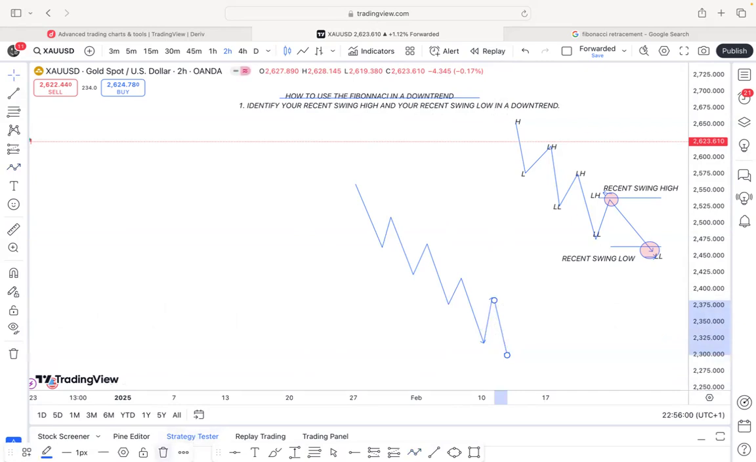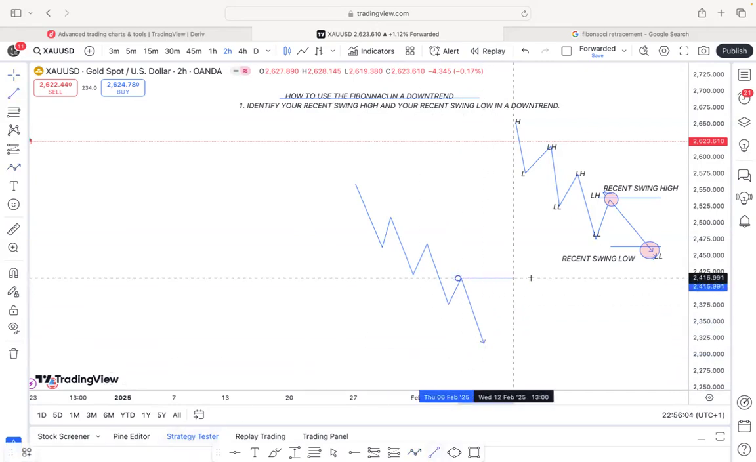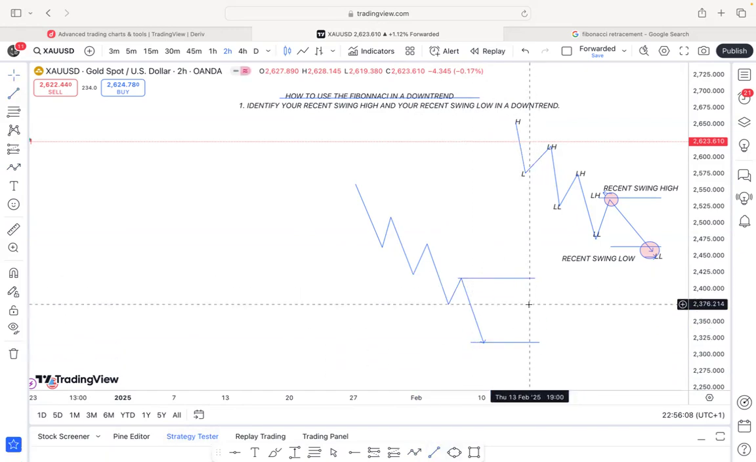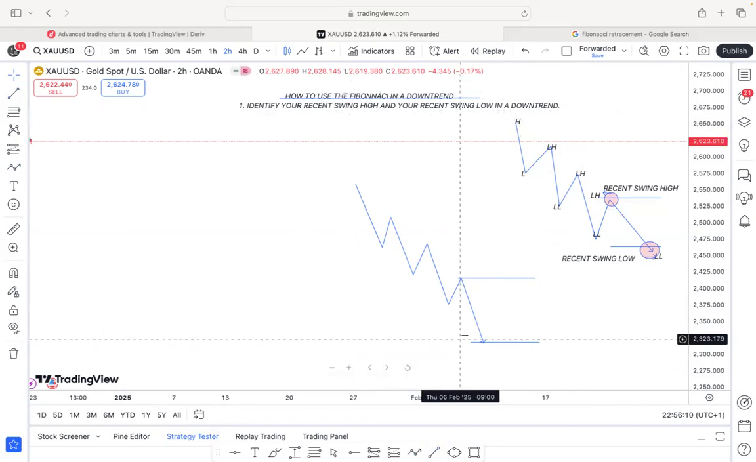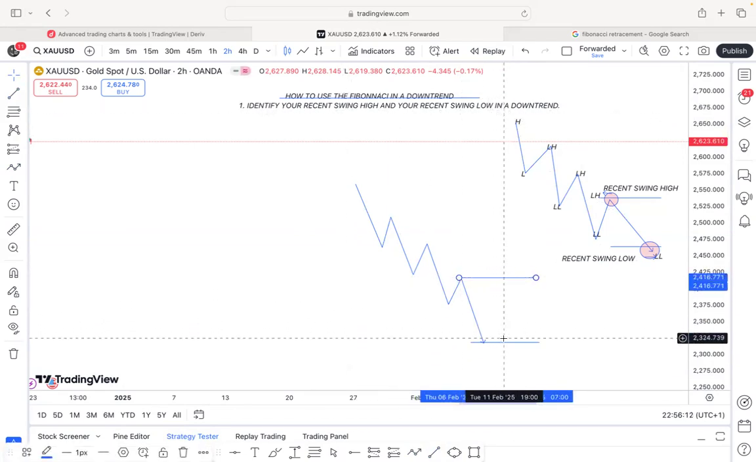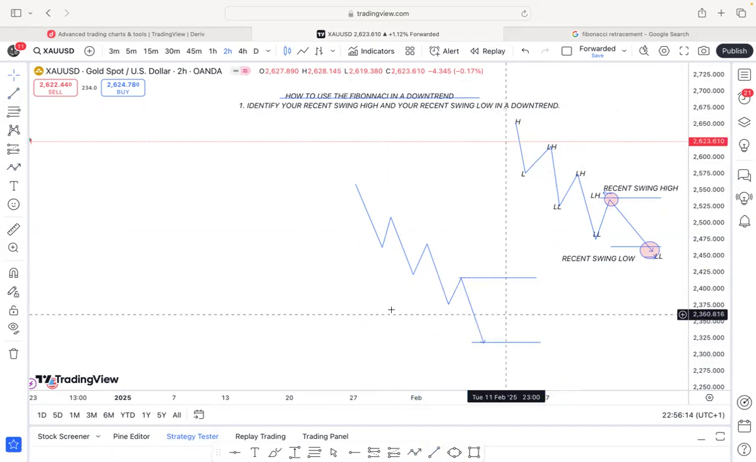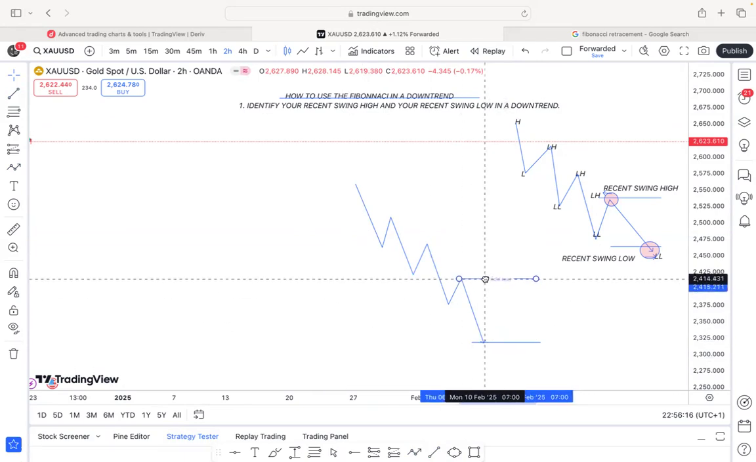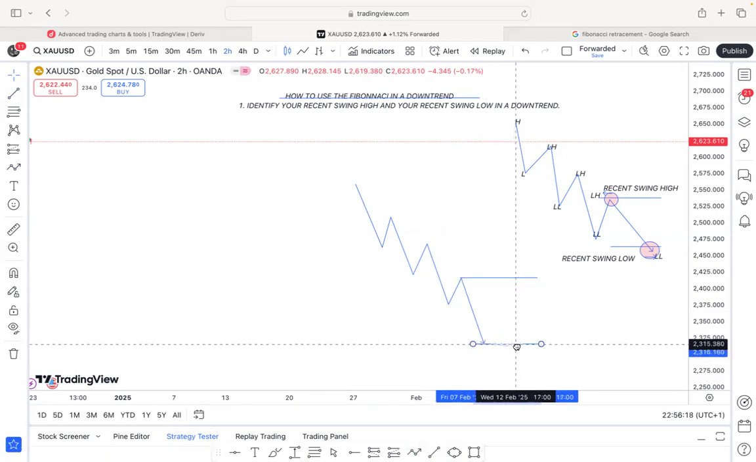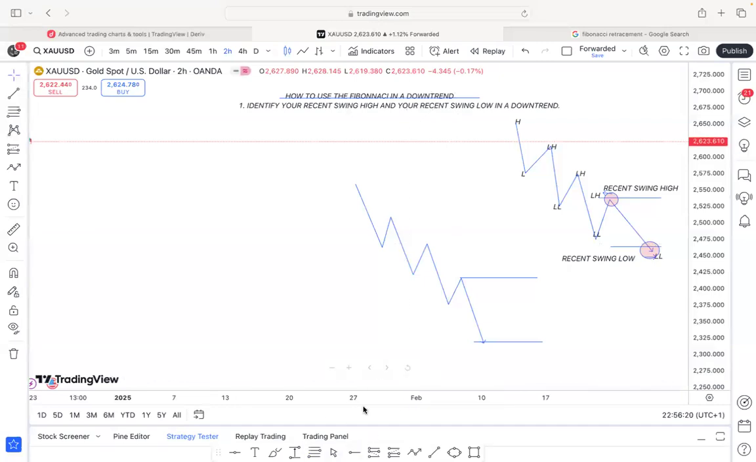It has not done that yet. So this will be the recent lower high to the recent lower low. So now we call it recent swing high. This will be our recent swing high. This will be our recent swing low. So you can also see from a recent lower high to a recent lower low, that's where you now identify a recent swing high and a recent swing low.